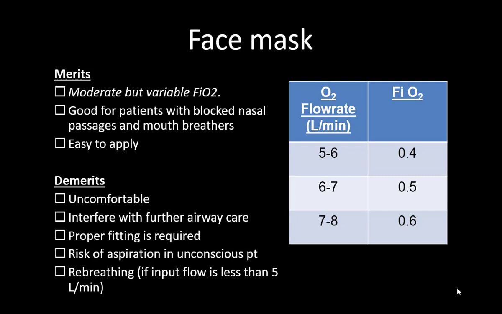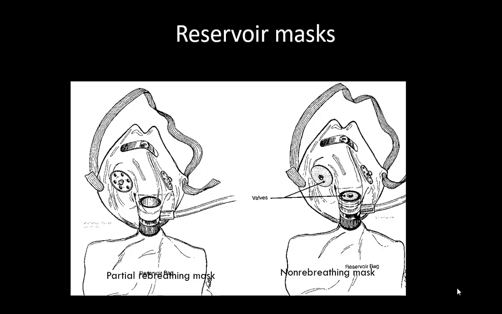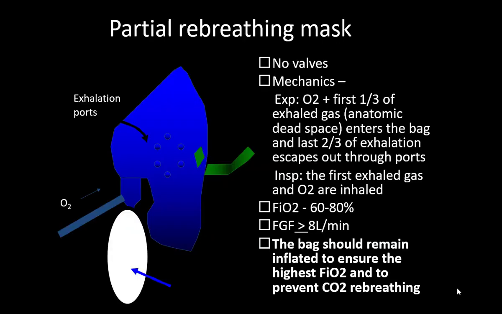Merits are moderate but variable FiO2, good for patients with blocked nasal passage and mouth breathers, easy to apply. Demerits are uncomfortable, interferes with further airway care. Proper fitting is required, and rebreathing may occur. Now, partial rebreathing mask and non-rebreathing mask.